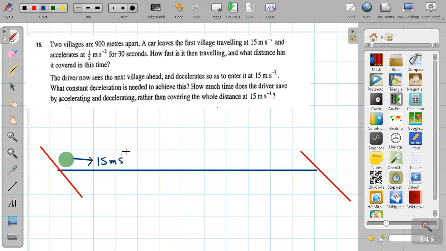15 m/s minus 1 is the margin. He leaves the village, X to Y. There is a gap of some 900 meters, right?